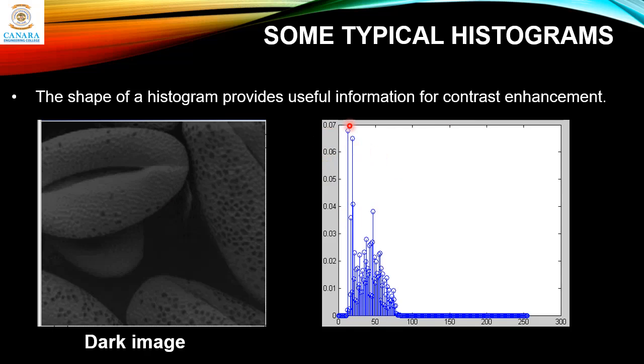So this is a normalized histogram. You can see the y-axis is in steps of 0.01, and the maximum is 0.07. So this is a normalized representation. When you add all these components up, it will amount to 1. On the x-axis, the distribution is from 0 to 255. So this is an 8-bit gray level image.